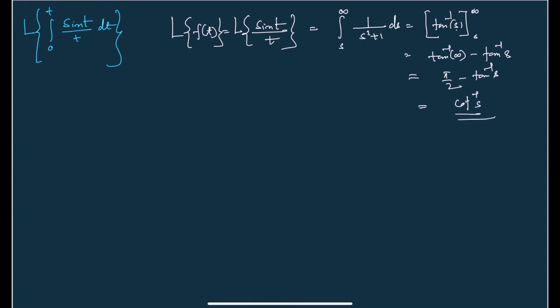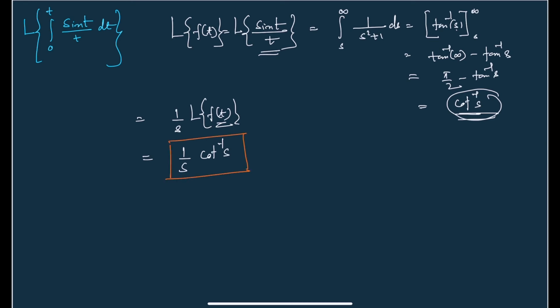So by the rule, this is going to be 1 by s into the Laplace transformation of f of t. But what is f of t? It is sin t by t, and we have found the Laplace transformation of f of t is equal to cot inverse of s. That's why 1 by s into cot inverse of s is the final answer.